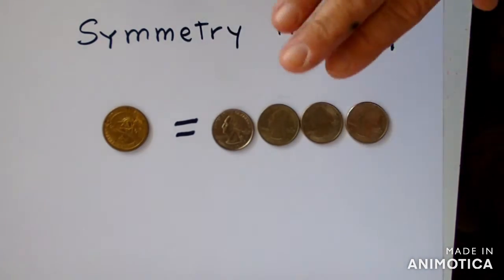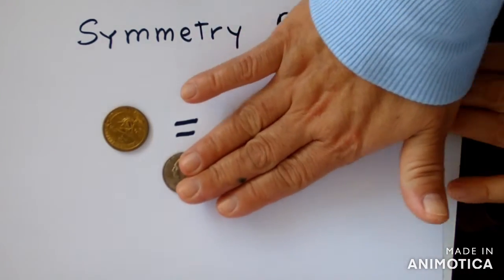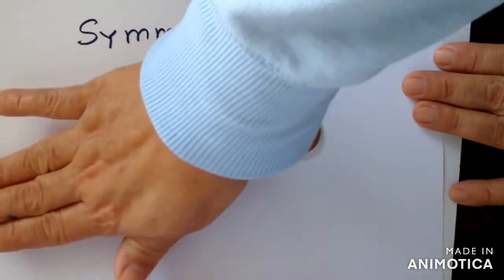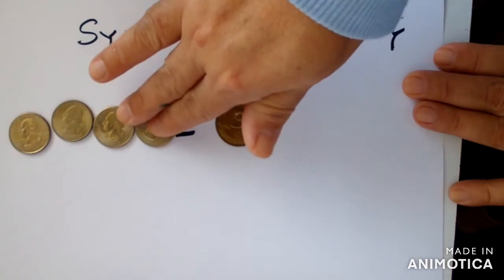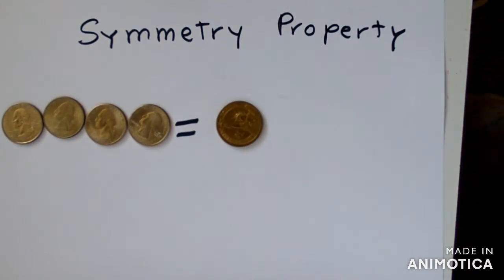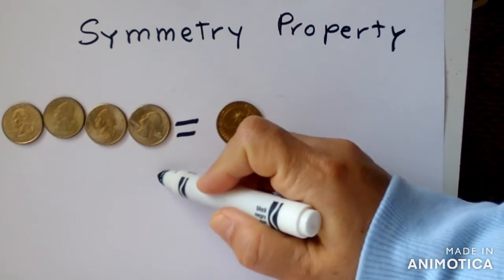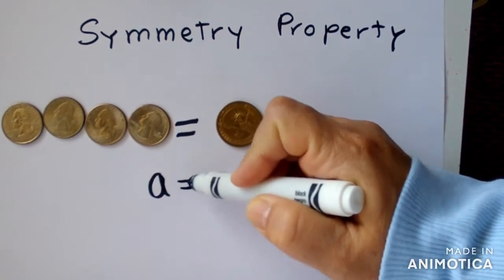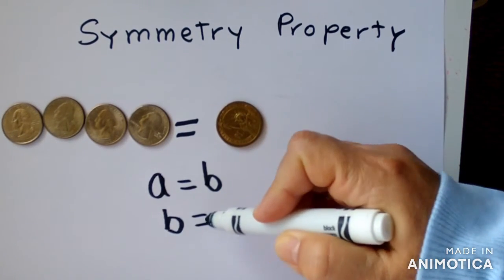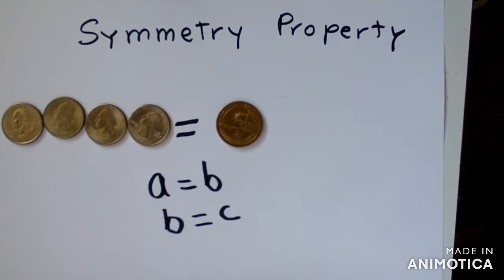Would it change if I put my 4 quarters now to the left and the dollar to the right? It's the same. 4 quarters is equal to $1. So this is the symmetry property. If A is equal to B, I can say that B is equal to A.